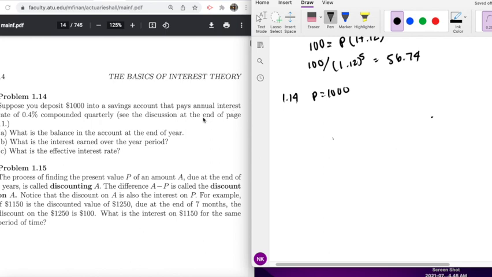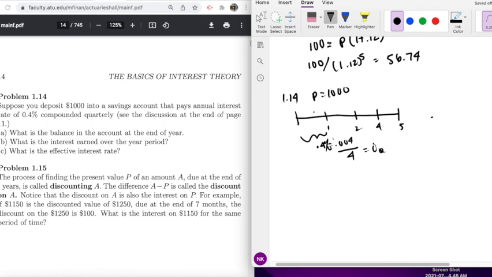Question 1.14 asks, if you deposit $1,000 into a savings account, so principal is equal to 1,000, that pays an annual interest rate of 0.4% compounded quarterly, how much would it be in 1 year? In 1 year, it's going to compound 4 times, right? Because it's compounded every 3 months, compounded quarterly. And because the annual rate is 0.4%, which is equal to 0.004, then the quarterly rate is going to be 0.004 divided by 4.